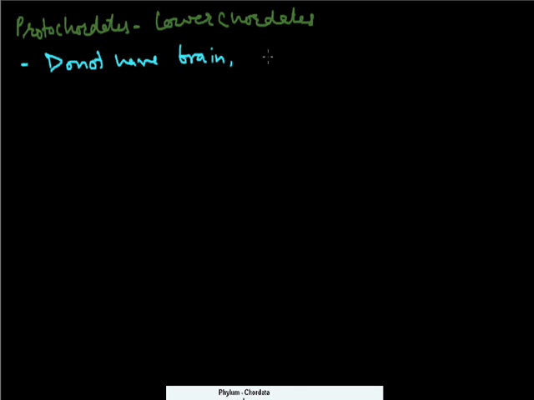Protochordates. Why do we call them protochordates? Protochordate means these animals are the lower chordates. What are the significant features of the lower chordates? Lower chordates do not have a brain, cranium, or a well-developed notochord or vertebral column. These animals are called the protochordates.